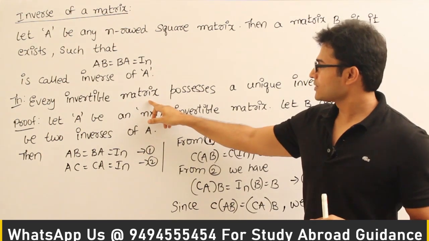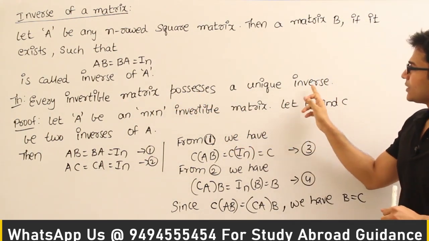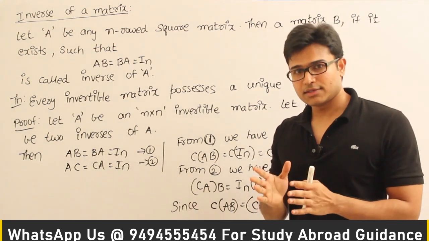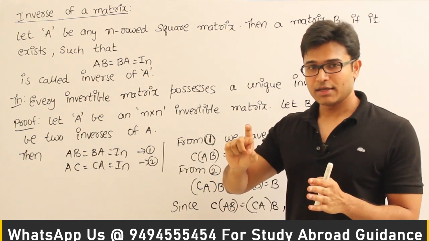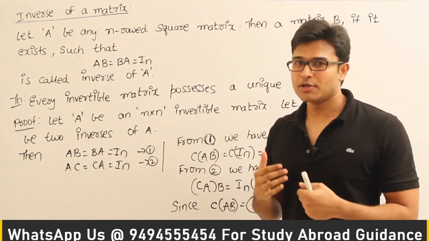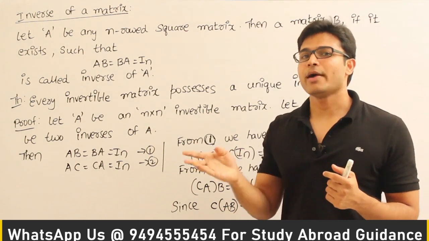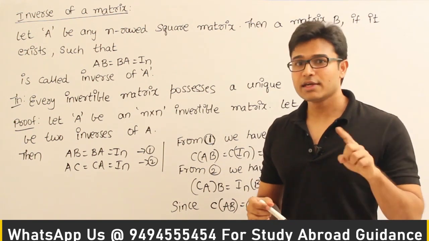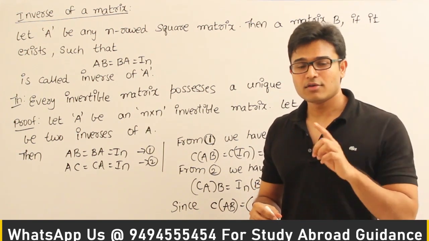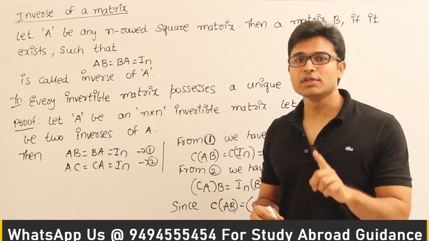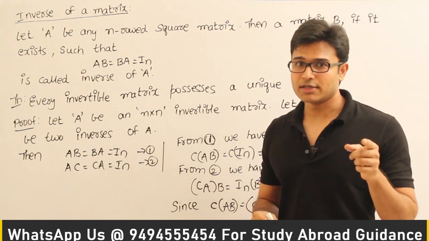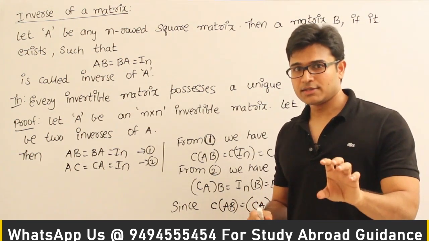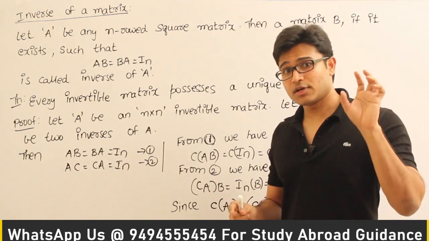Every invertible matrix possesses a unique inverse, which means if there is a matrix and it is going to have an inverse, then that inverse is unique. What I mean to say is, there cannot be two matrices such that both are inverses of the given matrix, in case they exist. So always the inverse of a matrix is unique if it exists. That is important, if it exists. In case we can find the inverse of a matrix, there will be no other matrix which is different from that inverse.